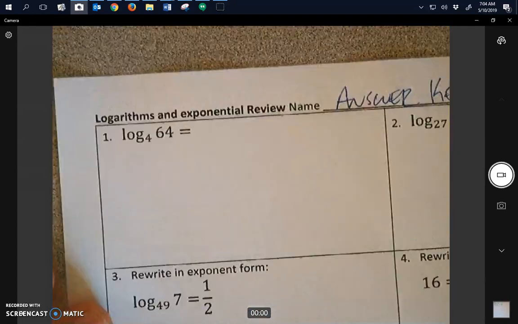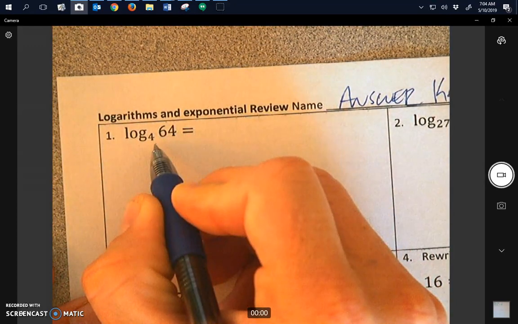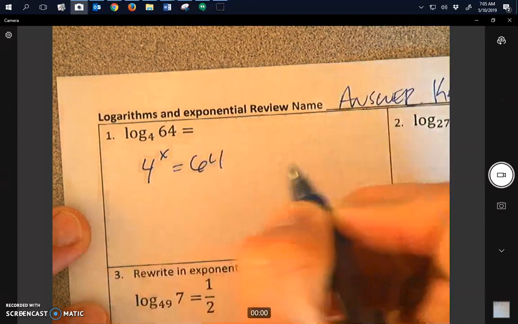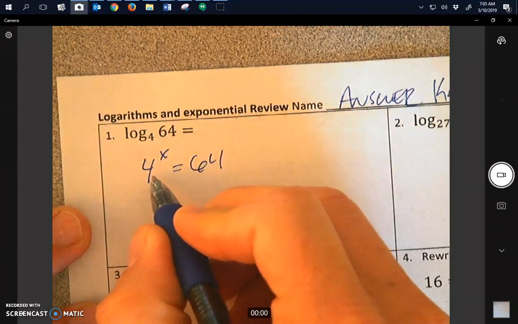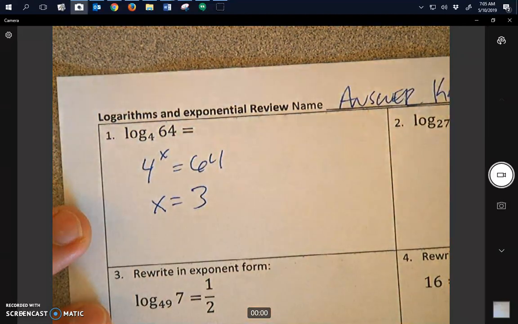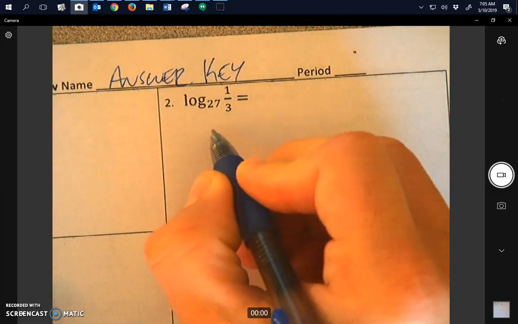Okay, so for the paper test, we have log of 64 with base 4. So the question reads: 4 to what power equals 64? The answer is 4 to the 3 is 64. So that's the answer there. All right, next question. Same setup.